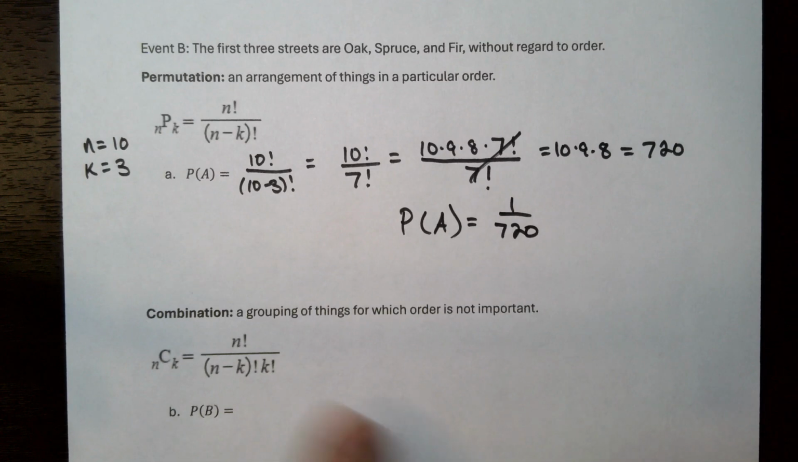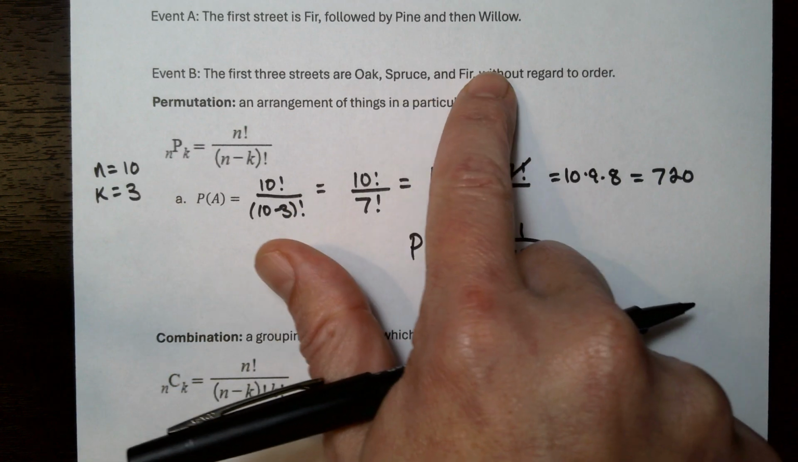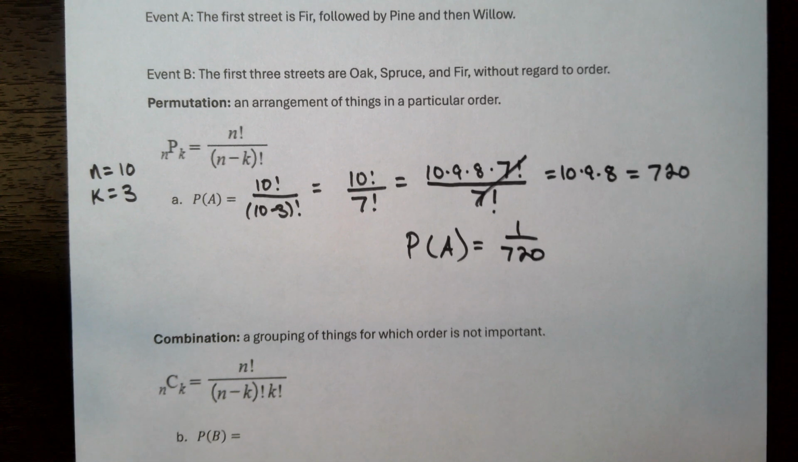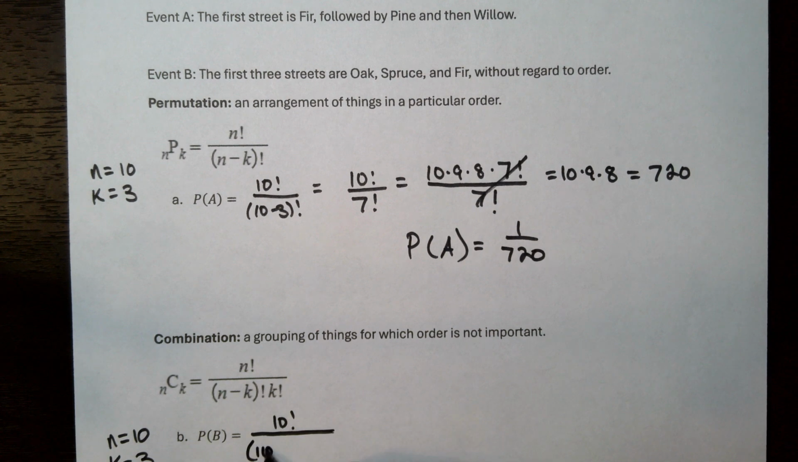For the second part, it says that we still have 3 streets, but the order doesn't matter, so we're using a combination instead of a permutation. Okay, the n and the k are the same. We still have 10 total things, and we want to choose 3 of them. So n is 10 and k is 3. We put that in, we get 10 factorial on top. This parentheses gives us 10 minus 3, excuse me, factorial. And then the k is 3 factorial. So that gives us 10 factorial over 10 minus 3 is 7 factorial and 3 factorial.